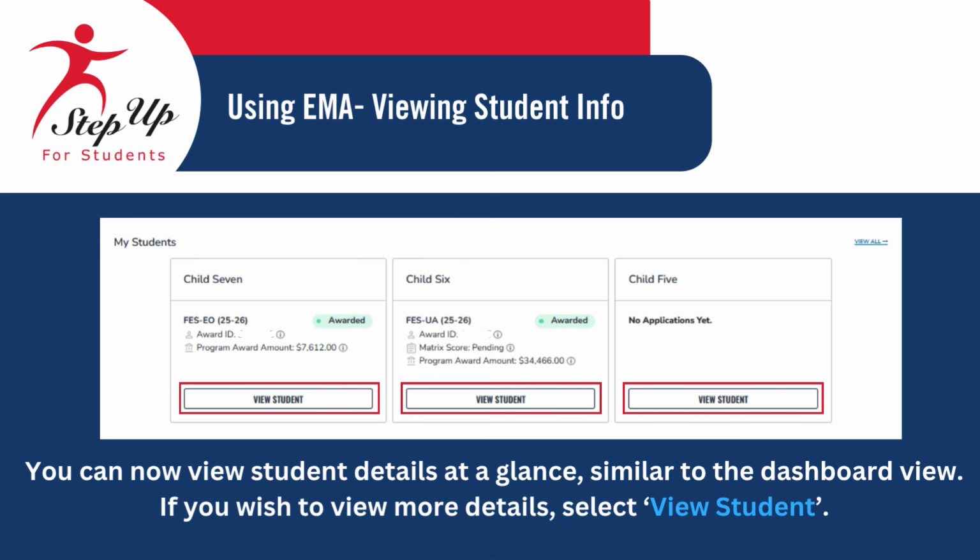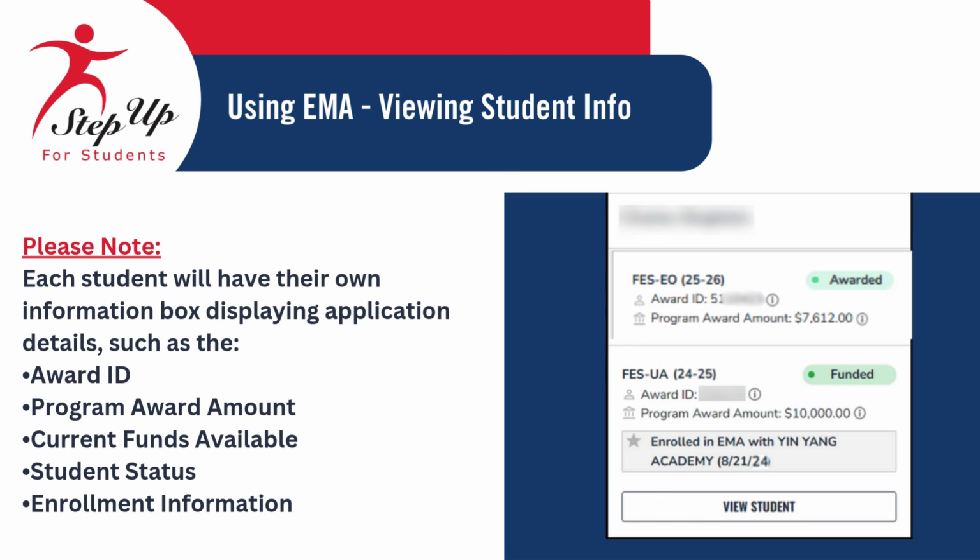EMA now allows you to view student details at a glance, similar to the dashboard view. If you need more information, simply select View Student. This will take you to a more detailed page for that student. Each student has their own information box, and this box includes several important details. Families can view the award ID, program award amount, current funds available, student status, and enrollment information. Having all of this together in one section helps families monitor their students' scholarship progress more easily.